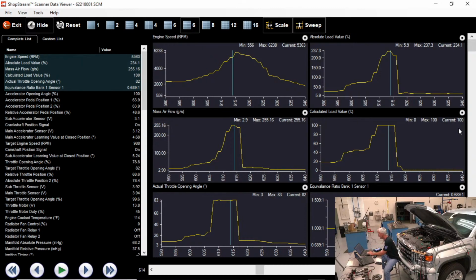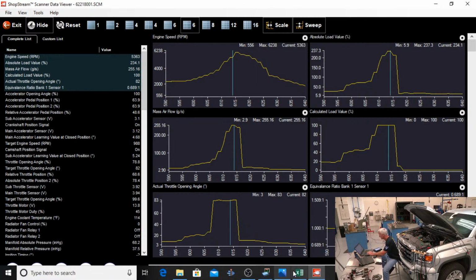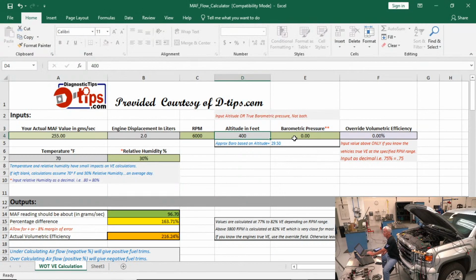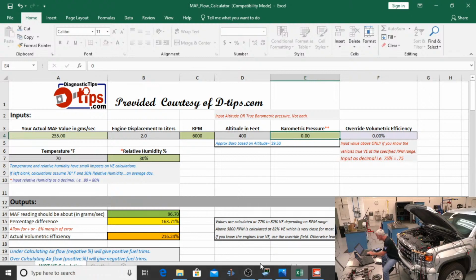So if you didn't have the capability of seeing this calculated load value, and you can see it saying it's at 100, you can take a turbocharged, supercharged engine and put it in a VE calculator. What you have to do, though, is change the barometric pressure. You have to find a VE calculator that lets you change the barometric pressure. And then you put in whatever your boost pressure is, because we're going to basically lie to the VE calculator and say the barometric pressure is what this thing is getting under boost at wide open throttle. So let's see what that is on this.